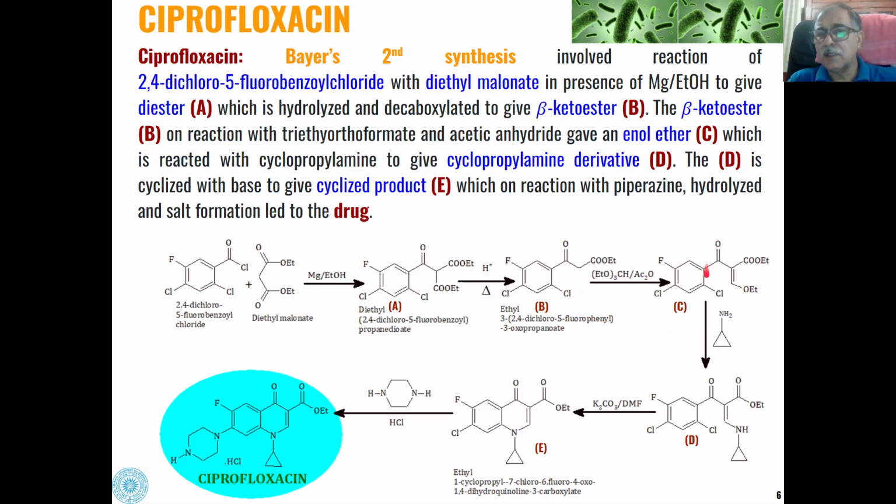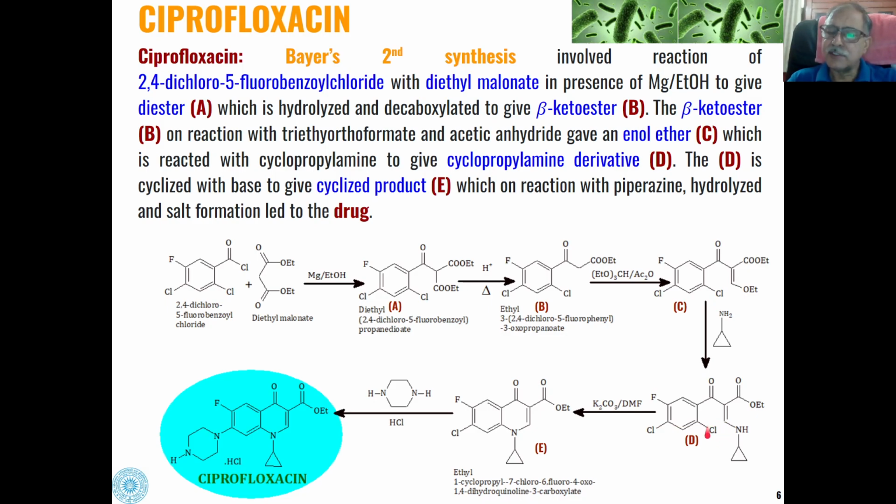And this enol ether on reaction with cyclopropylamine will give us the corresponding cyclopropylamine derivative. So basically this will attack as a nucleophile at this place, and H from here, ethoxy from here, ethanol will be removed, and we will get this derivative. And then the rest of the method is the same as we have seen in the first step.